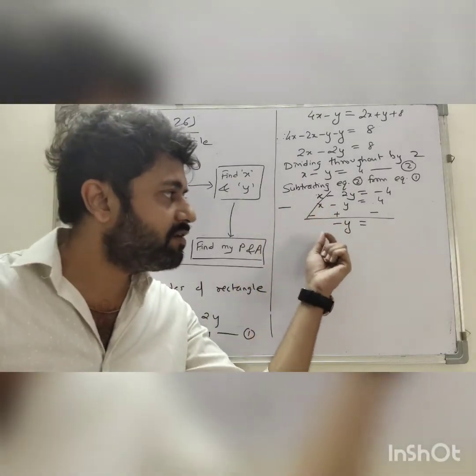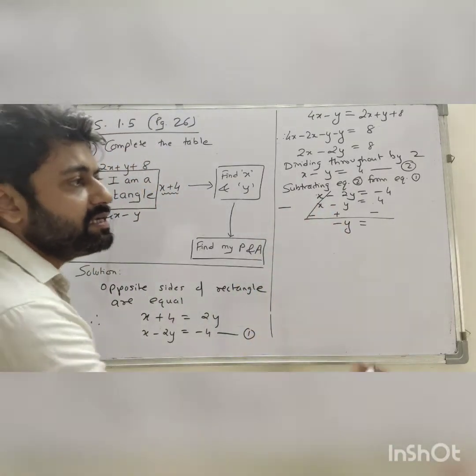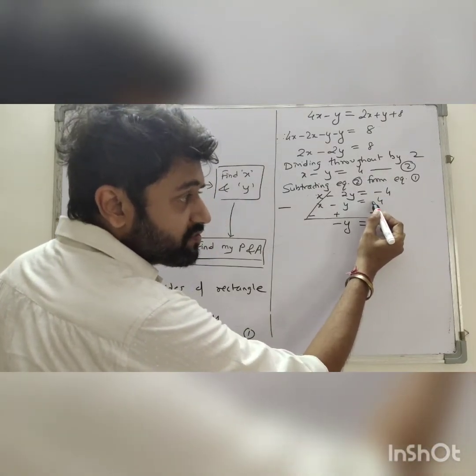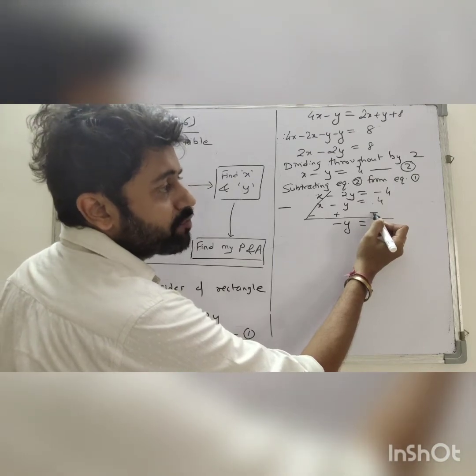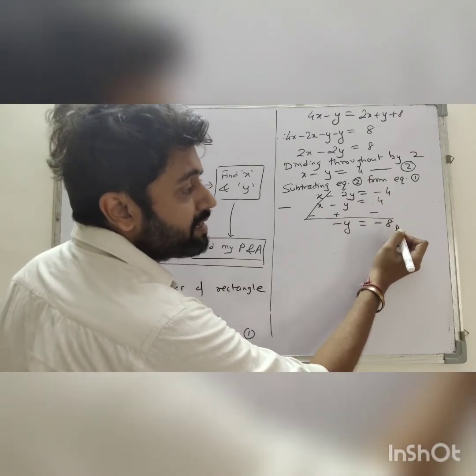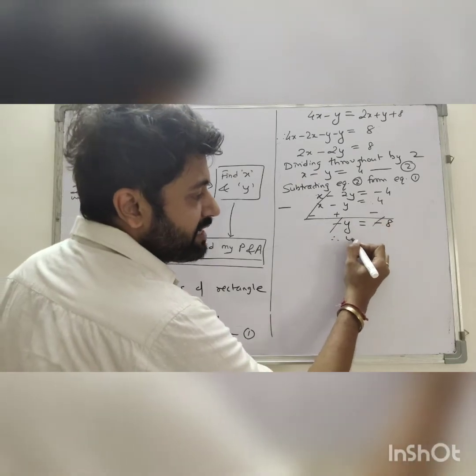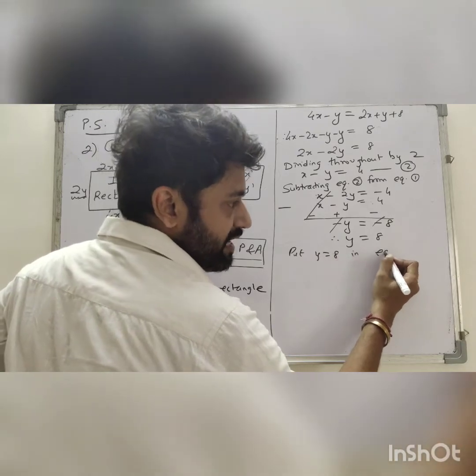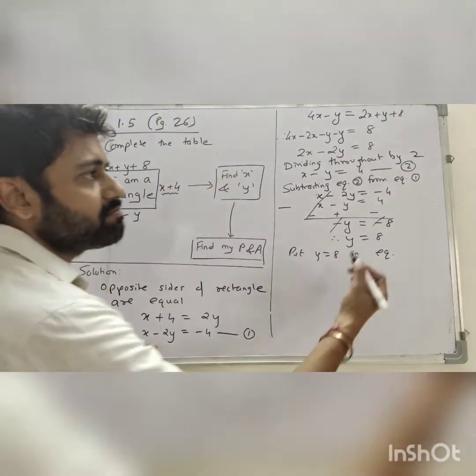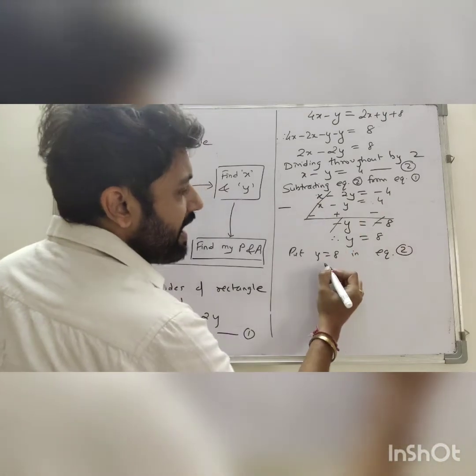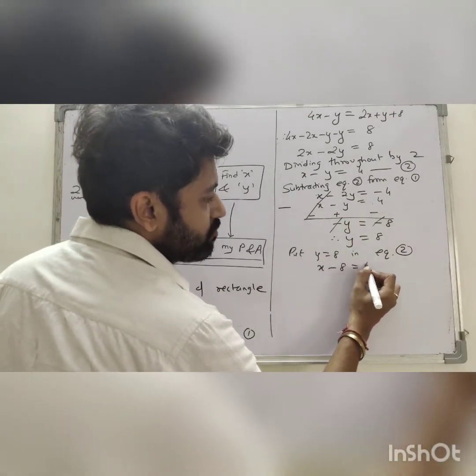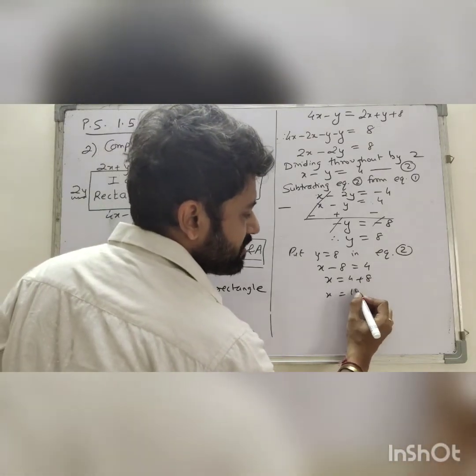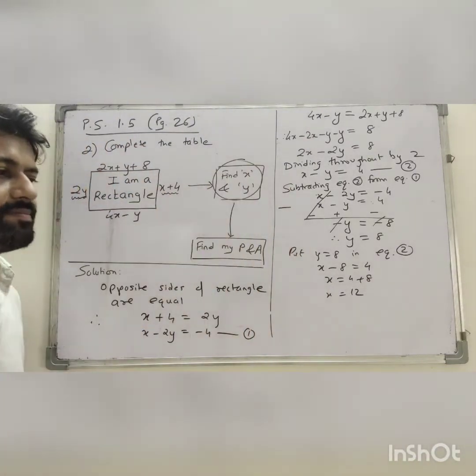Minus 2y plus 1y will give you minus y is equal to minus 4, and this is minus 4. Earlier it was plus 4 but now the sign has got changed. It is minus 4. Minus 4 will not get cancelled. It will become minus 8 and the answer of y is 8. Putting y is equal to 8 in any of the equations above, 1 or 2, say 2, we get x minus y is equal to 4. x is equal to 4 plus 8, x is equal to 12. These are the values of x and y.